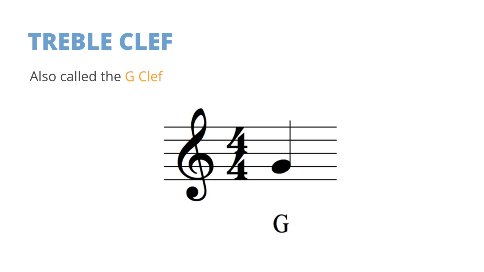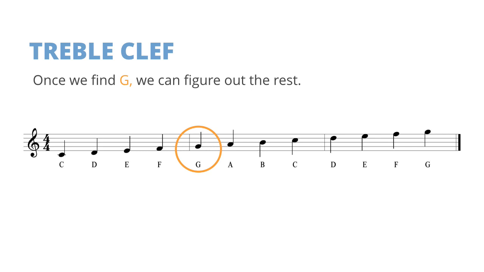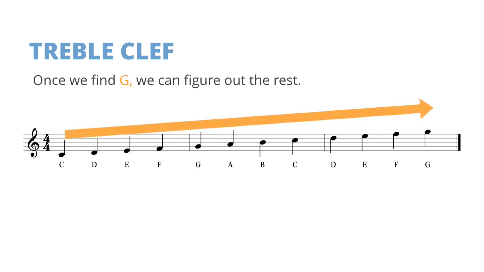The treble clef is also called the G clef because the note that little curl wraps around is a G. The second line of the treble clef is always G. Once you know the name of a note, you can easily figure out the rest. Notes going up move forward in the alphabet. Notes going down move backward in the alphabet.